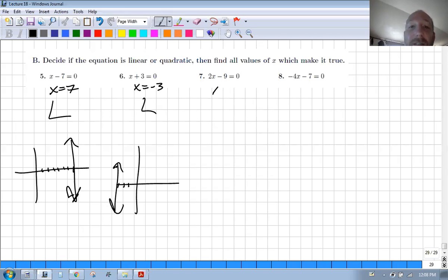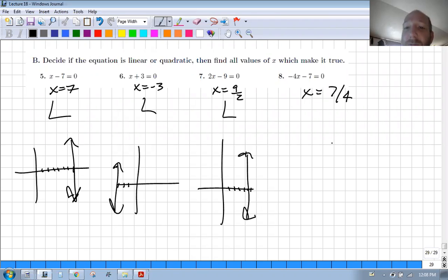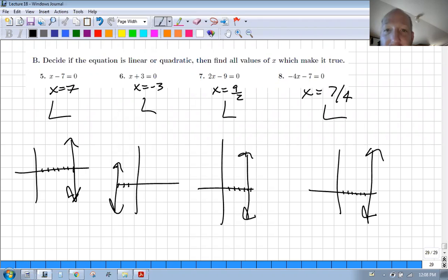This one is x is 9 halves. 1, 2, 3, 4 and a half. That's linear. This one, x equals 7/4. Linear. 1, 2, 3, 4, 5, 6, 7. Those are all fourths. Those are all vertical lines. They're all straight. You don't see any x squareds or x cubes. Those are all linear.